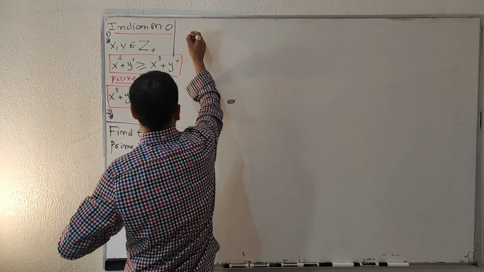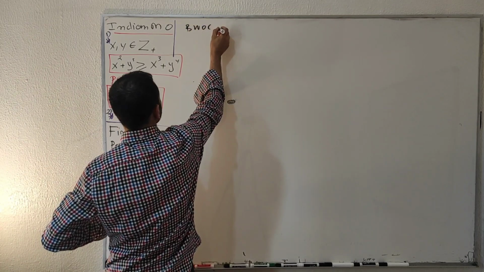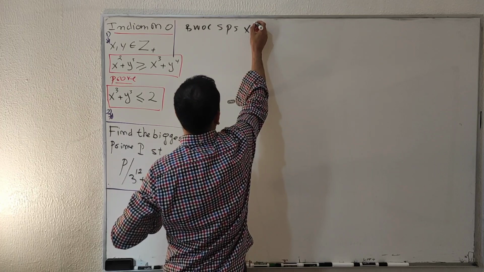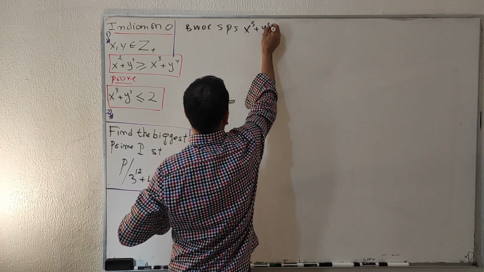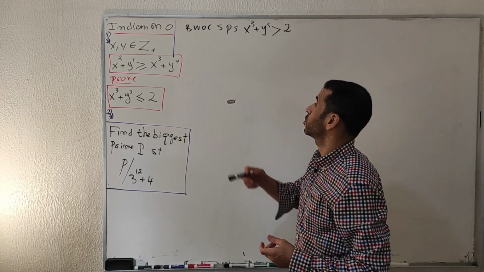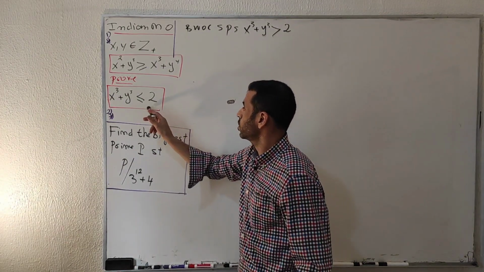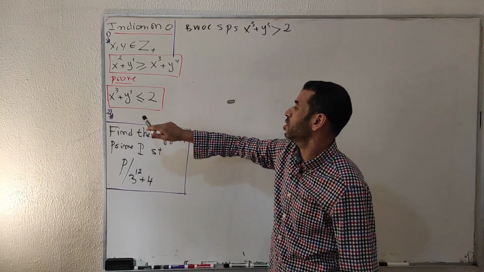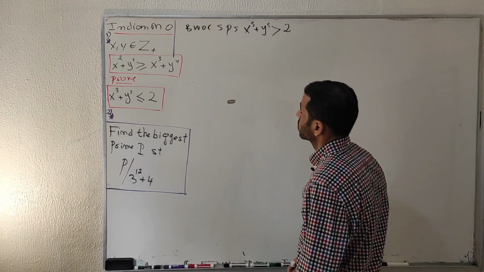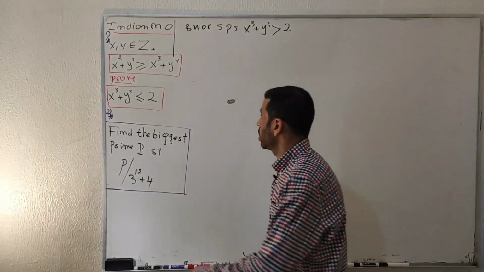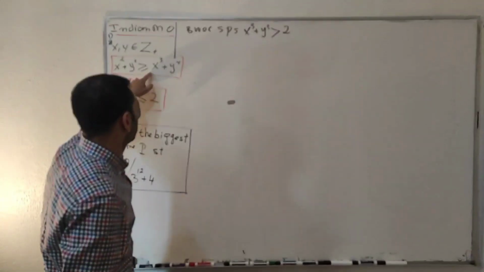So by way of contradiction, suppose we don't have this inequality. Suppose we have x cubed plus y cubed is strictly greater than 2, because we have only two options. This inequality may go this way, or it may go the other way. If this way doesn't work, it means it was going the other way. That's the idea we are going through now. I'm going to hold this one as it is, and I'm moving on to the given information.